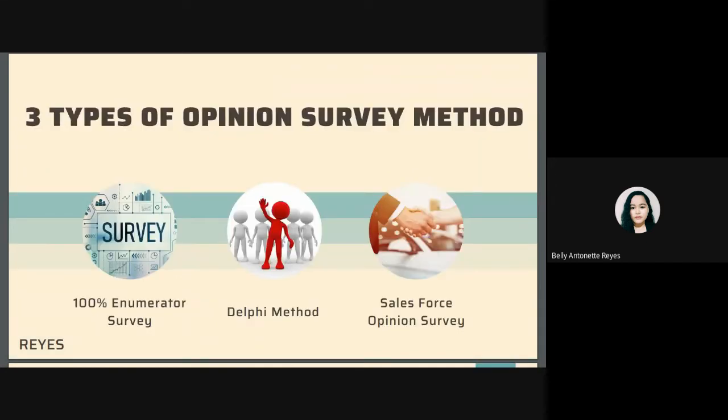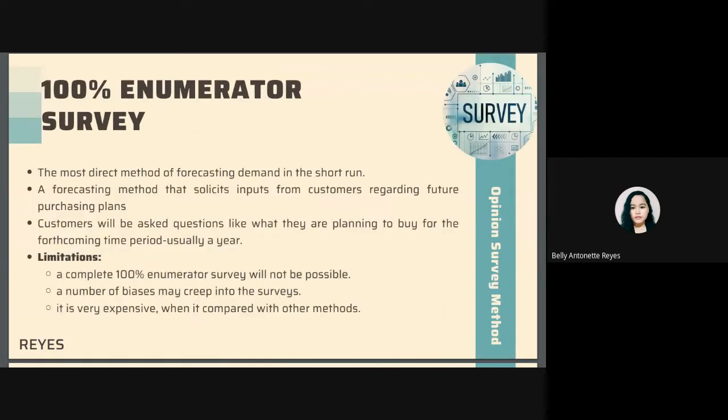So there are three types of opinion survey method. We have the 100% enumerator survey, the Delphi method, and the Salesforce opinion survey. Next slide, please. So first, we have the 100% enumerator survey.